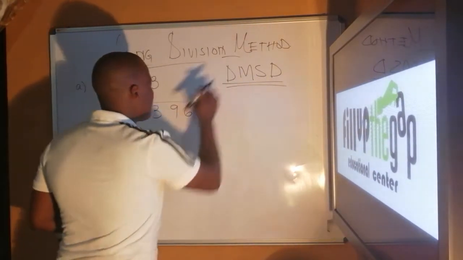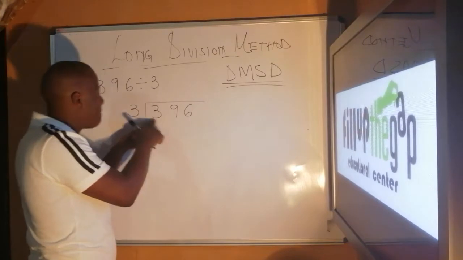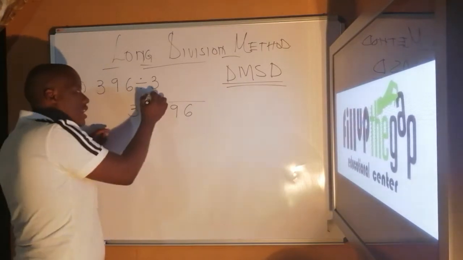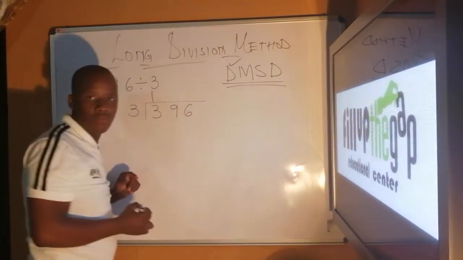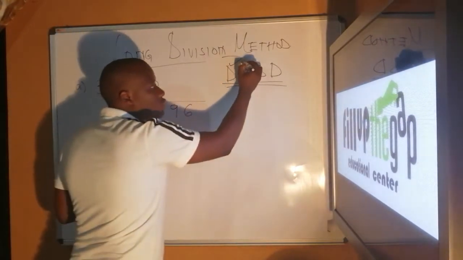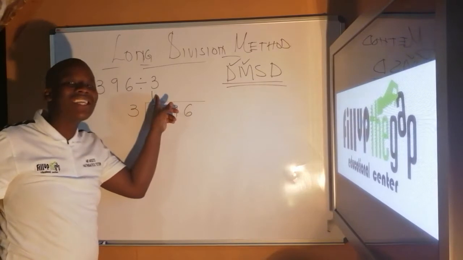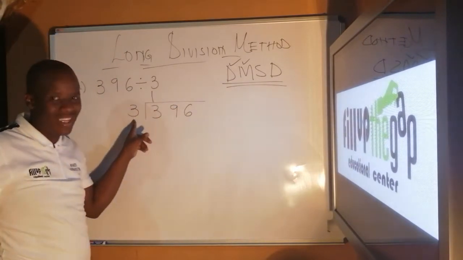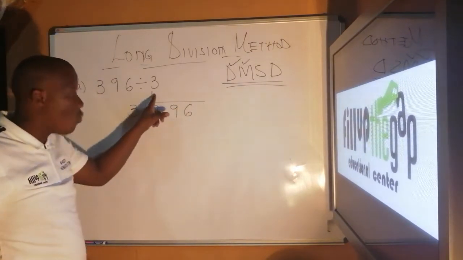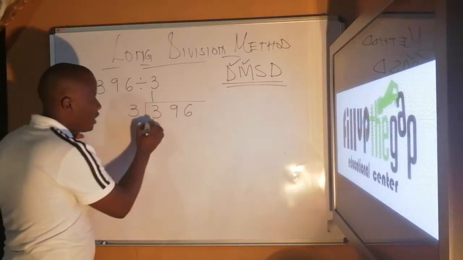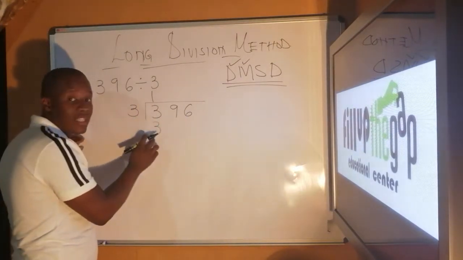So this is the first one. You divide. We divided 3 by 3. So 3 divided by 3 is 1. After dividing, what is it that we have to do? Multiply. What are we going to multiply? We are going to multiply the answer that you got with your divisor. So it's going to be 1 multiplied by 3. And it's going to be what? 3. You write your answer here.